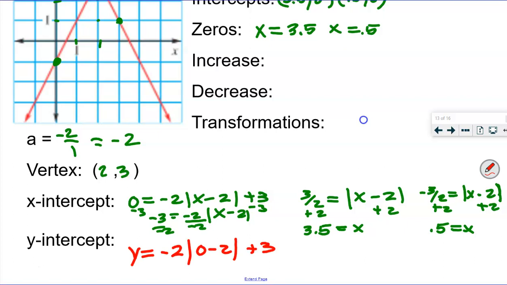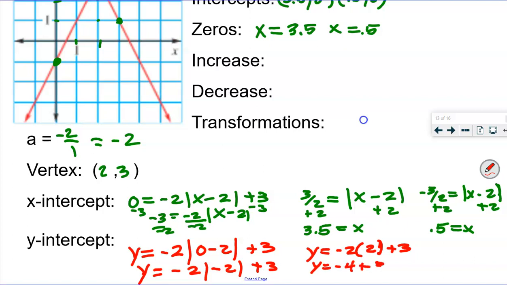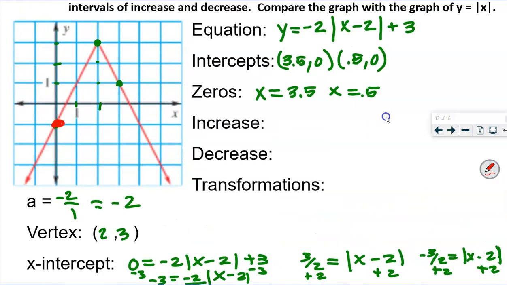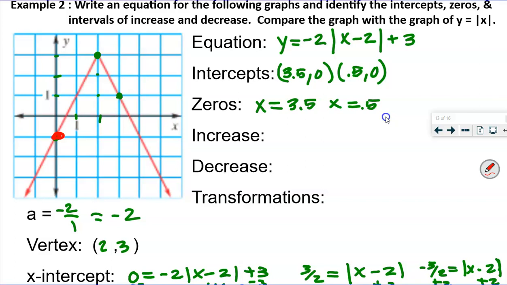So this is going to be y is equal to -2, and then the absolute value of -2 plus 3. So this is going to be y equals -2 times 2, because the absolute value of -2 is +2, plus 3. So that's y is equal to -4 plus 3, which is equal to -1, which is exactly what we thought it was right there, okay? So then that intercept is going to be what? This one's going to be 0, -1, all right?